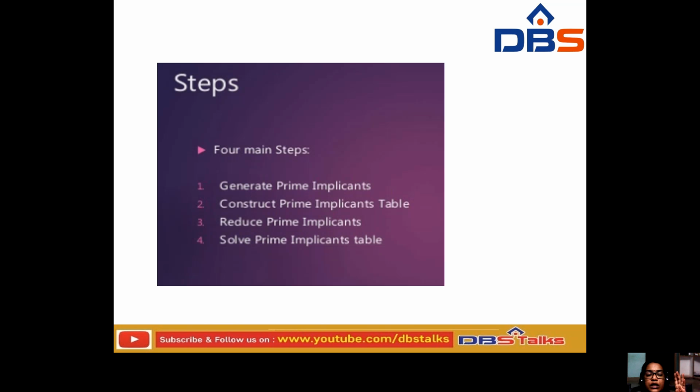The main four things that a person has to follow when he is following the McCluskey method: first one is he has to generate the prime implicants, and next one is he has to construct the prime implicants table, and next one is he has to reduce the prime implicants, and next one is he has to solve the expressions in the prime implicants table. Okay, go for the next slide.